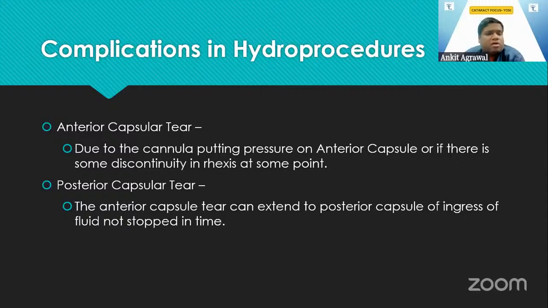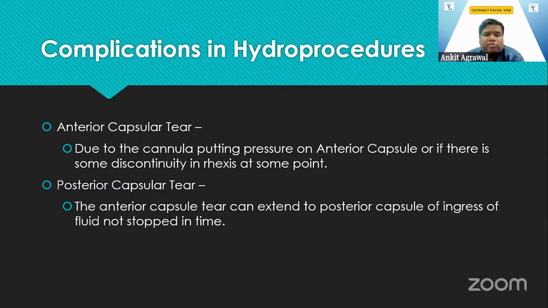Now coming to other complications, that is the anterior capsular tear. It can be due to the cannula putting pressure on the anterior capsule, or if there is some discontinuity in the rhexis at some point. So this is important. If you notice discontinuity in the rhexis, or if you find an anterior capsular tear is happening, stop ingressing the fluid, fill the AC with viscoelastic, and try to manage the anterior capsular tear using your microaccess forceps. Or if you cannot, try to bring the nucleus into the AC so that it's not putting more pressure, and if you're doing phaco, try to do it under very low parameters.